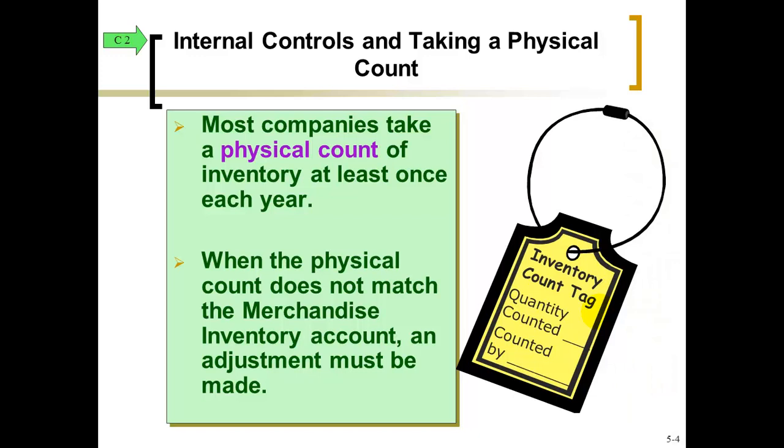So how do we know what's being tracked in our inventory system, our accounting system, is accurate? Well, you really don't know until you actually go into your store, into your warehouse, and take a physical count. You count 1, 2, 3, 4, 5, 1, 2, 3, 4, 5, you tally. So here's an example of a tag they would stick onto those counted items and write in the amount and the person who counted.